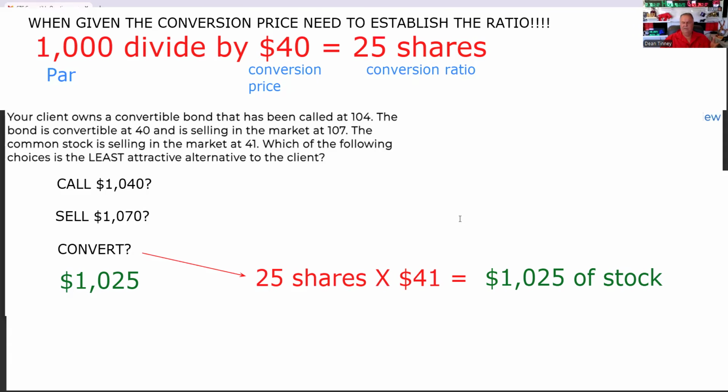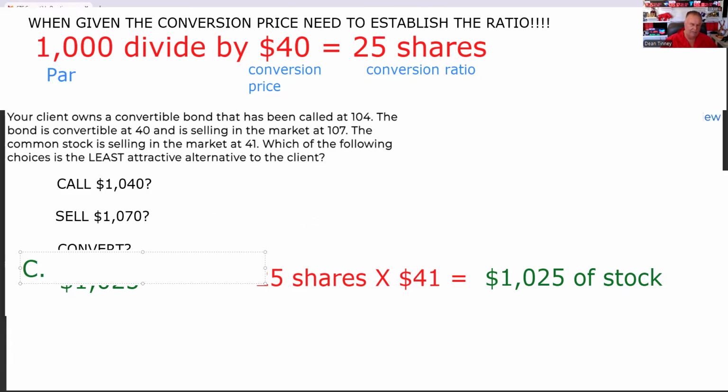Well, the least attractive would be to turn the bond into the stock that's only worth 1,025, right? And what I did there is parity the bond. The bond is worth 1,000, equal to $1,025 worth of the stock. So which of the following choices is least attractive alternative to the client? The least attractive is to convert the bonds and get 25 shares of a $41 stock. So I don't know if this is A, B, C. We'll call this C choice, and that would be the least attractive.